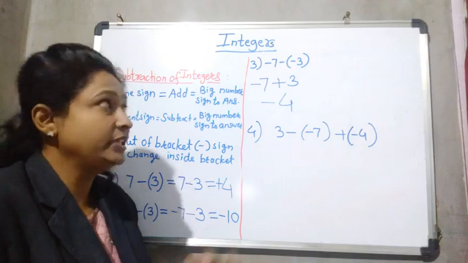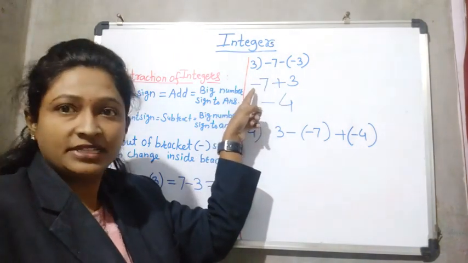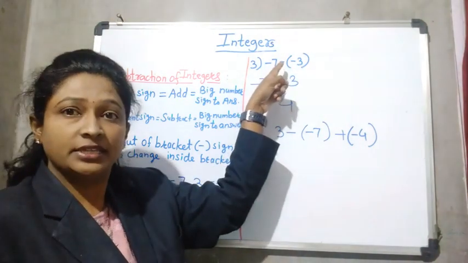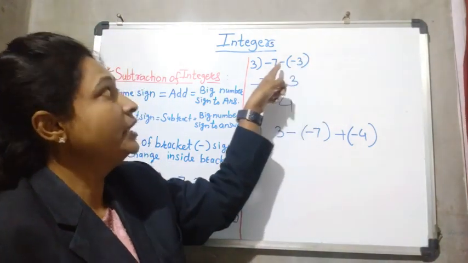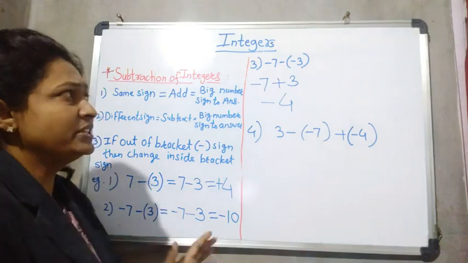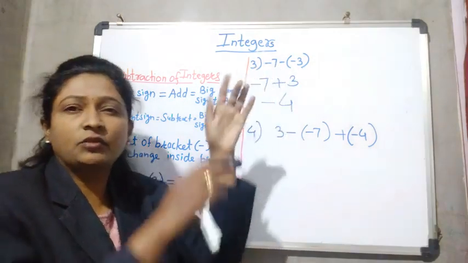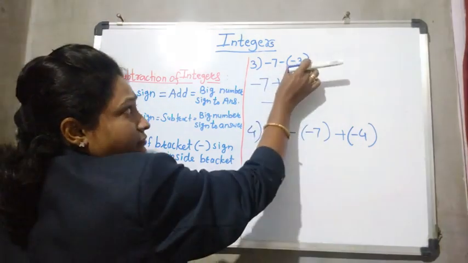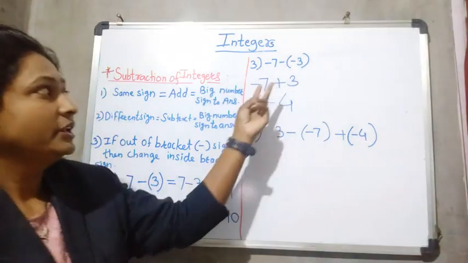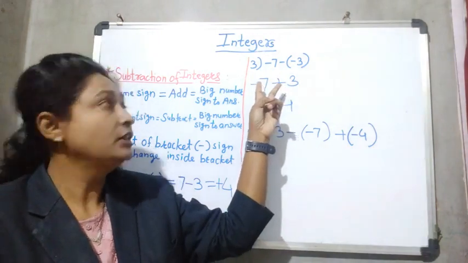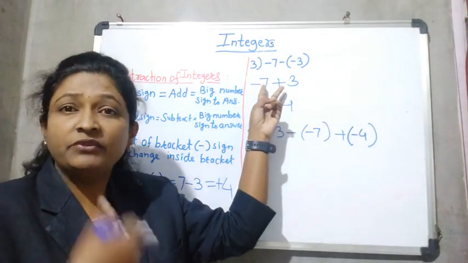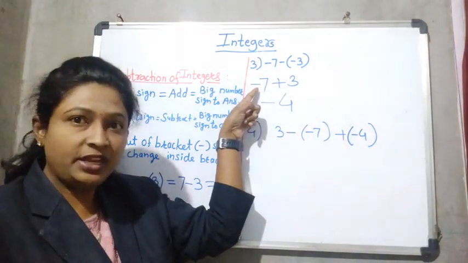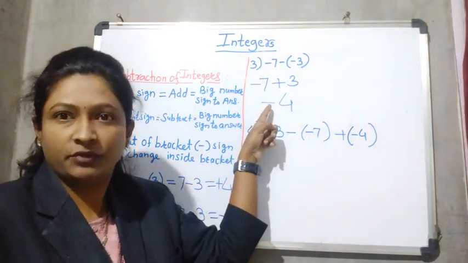See students, what did I do here? Minus 7 as it is, you have to write minus 7. Out of the bracket a negative sign is there, so this minus 3 will become plus 3. Always remember, whenever a negative sign is there out of the bracket, then the inside sign changes. Now both numbers have different signs, so we subtract the numbers and give the big number's sign. 7 minus 3 is 4, and the big number is 7 with a negative sign. So negative sign for the answer.